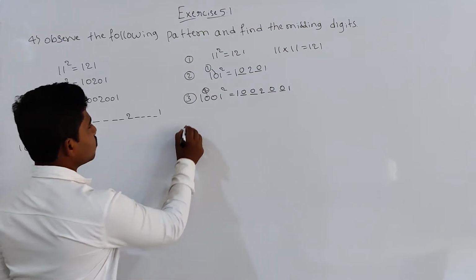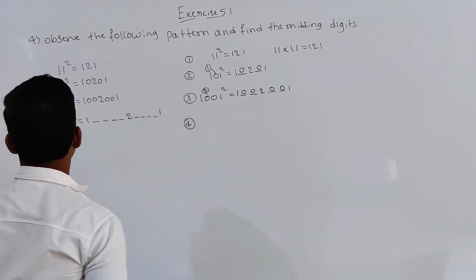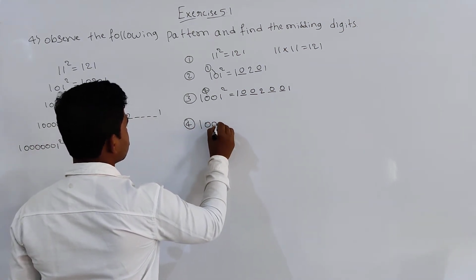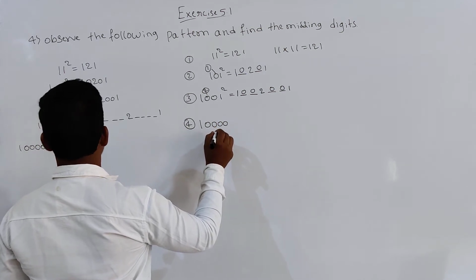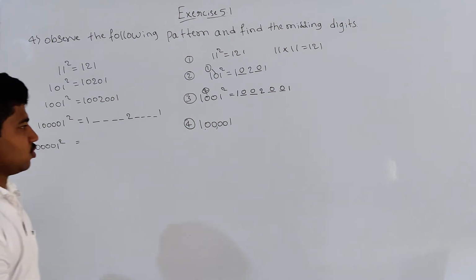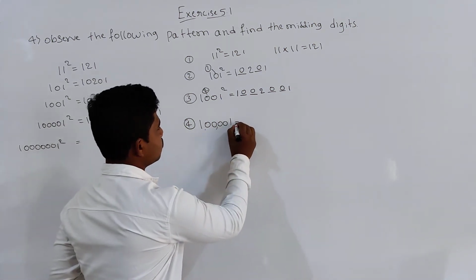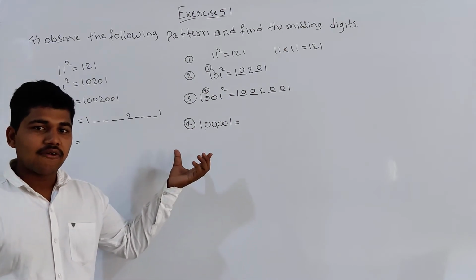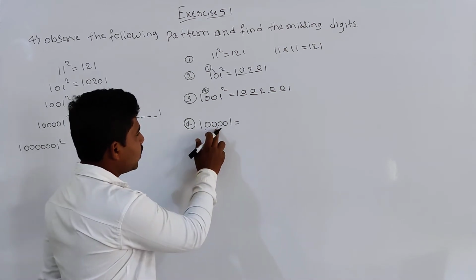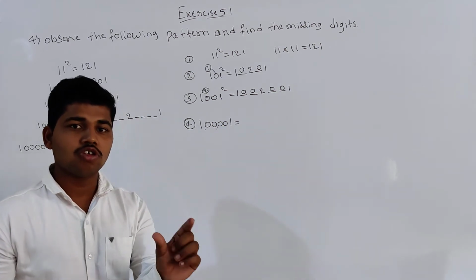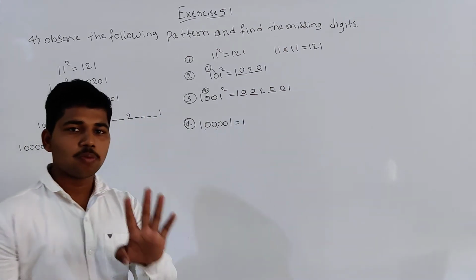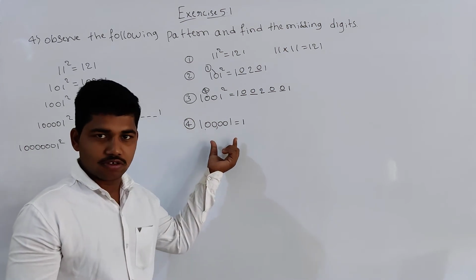Coming to the fourth one. 1 lakh 1, they given the question. Fourth one, look at the fourth question. Already we know that the 11 square you will get the 121. How many zeros are in between the 1 and the 1? 1, 2, 3, 4. There are the 4 zeros in between the 1 and the 1. From 1 to 2 you should leave the 4 places because we are having the 4 zeros.